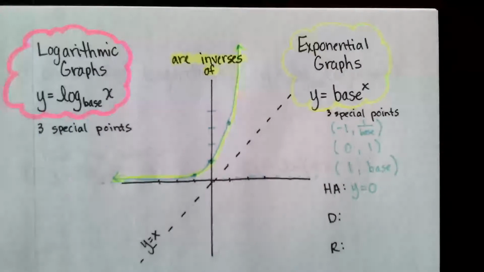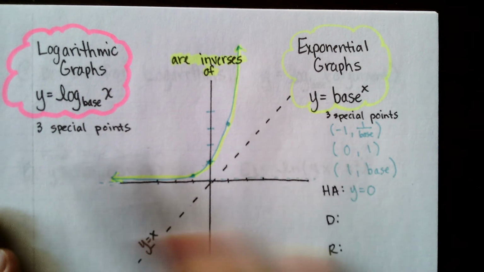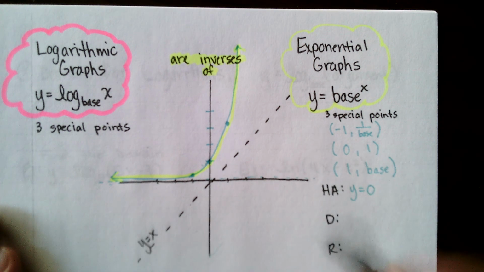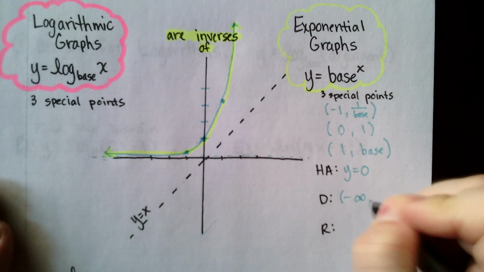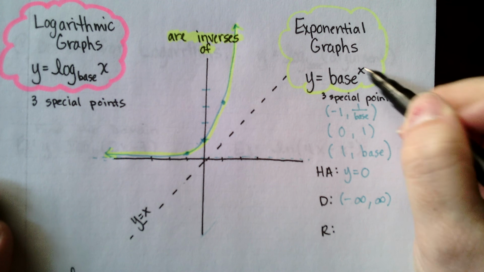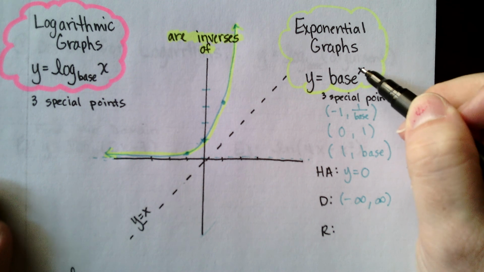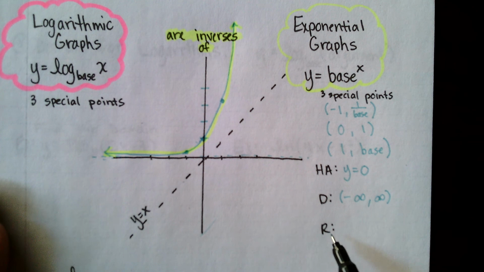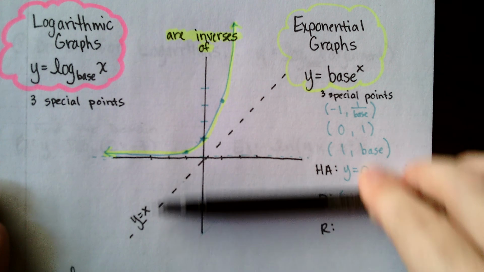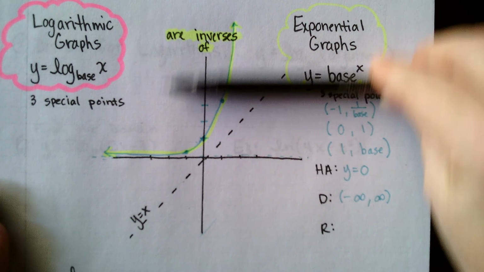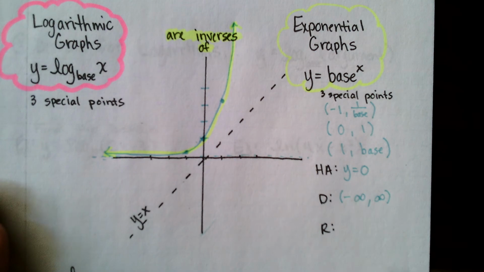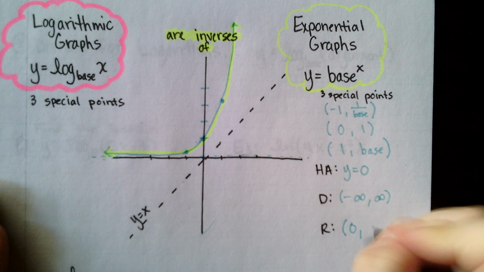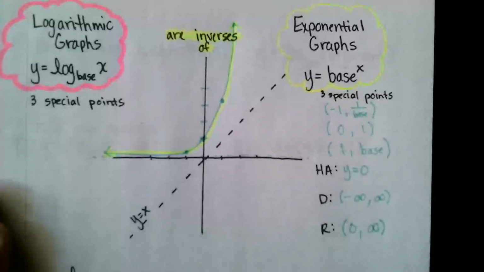Then the domain for every exponential graph was -infinity to infinity, because there's no value of x that would make this relationship undefined. Then the range was related to the asymptote. The range in this case started from 0 and went to infinity, but doesn't include 0. So the range was 0 to infinity.